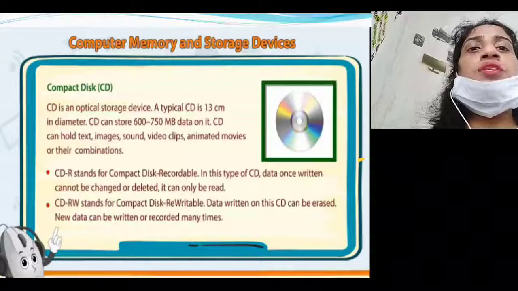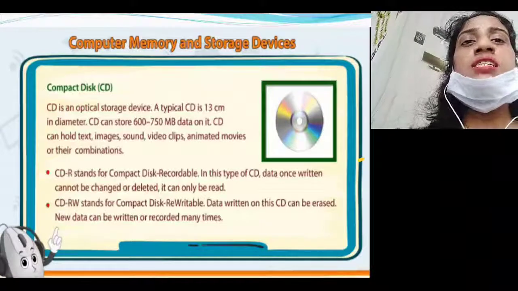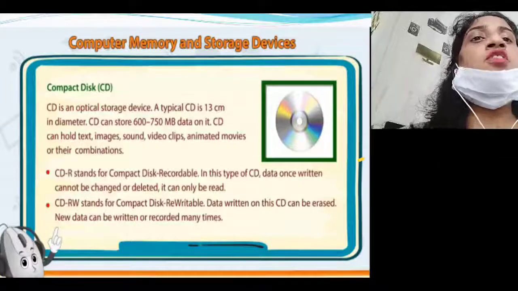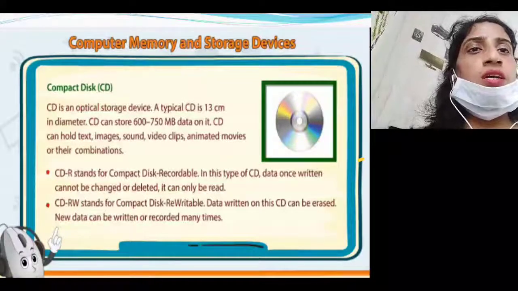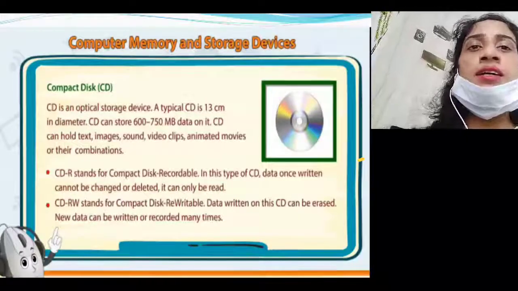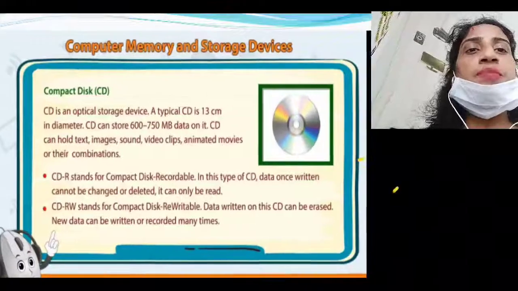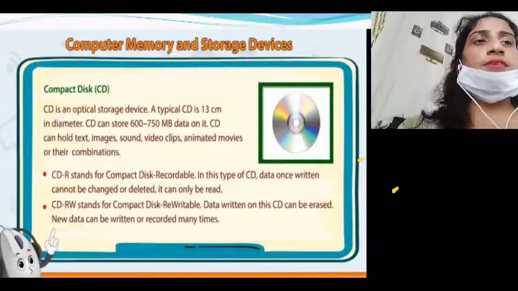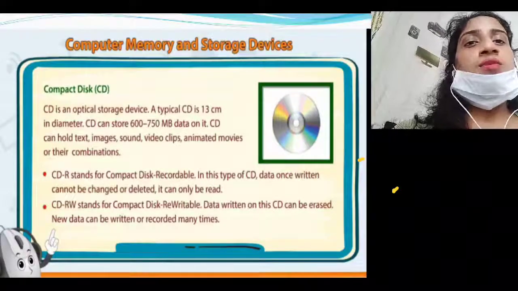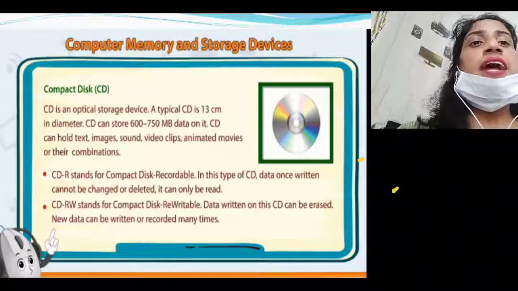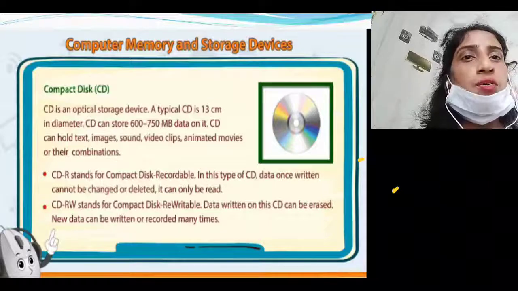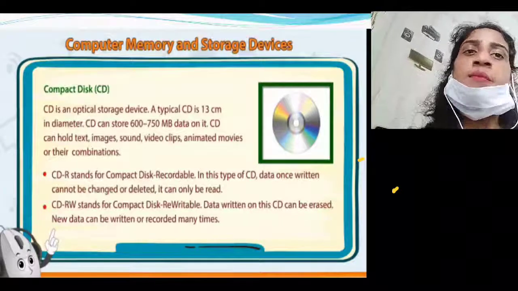Okay, students. CD also has two types. First is CDR, second is CDRW. CDR stands for compact disc recordable. In this type of CD, data once written cannot be changed or deleted. It can only be read. Second is CDRW, which means compact disc rewritable. Data written on this CD can be erased, and new data can be written or recorded many times.